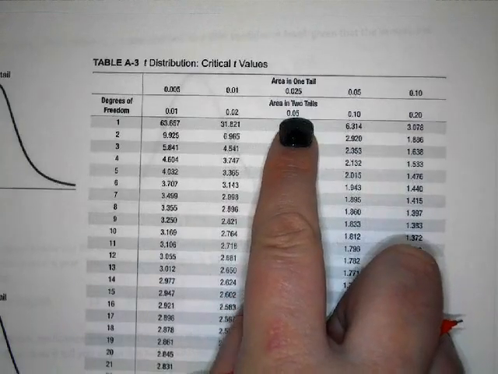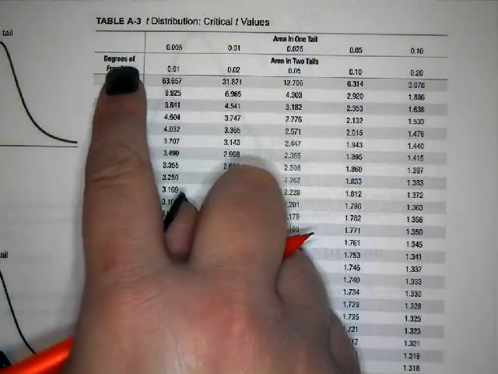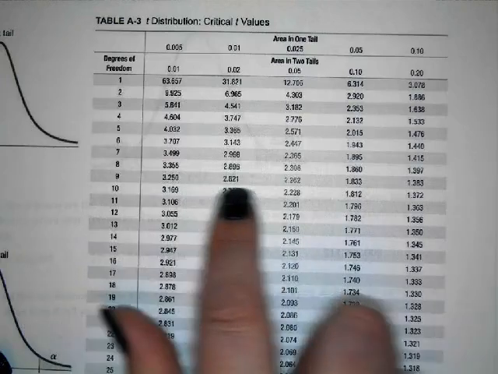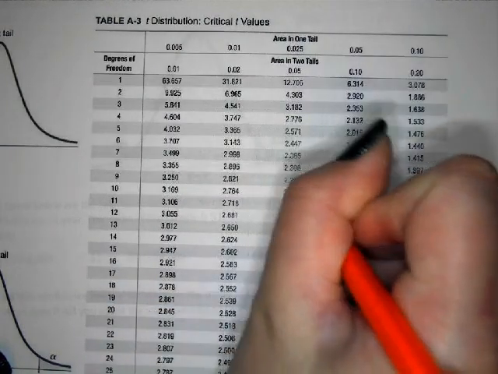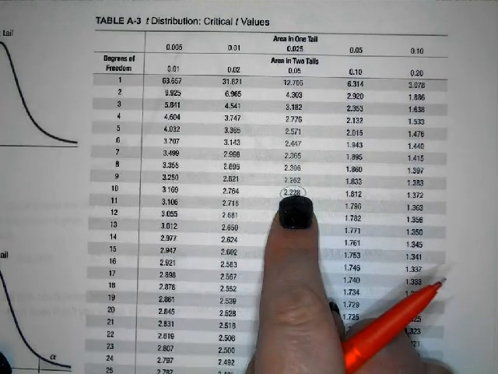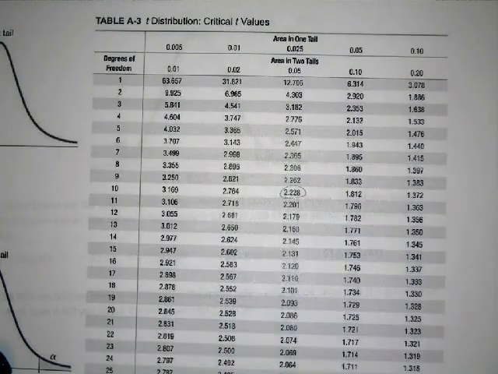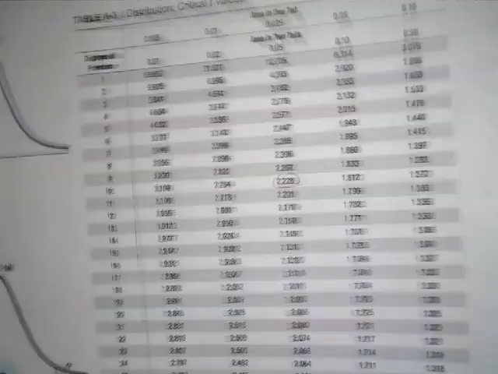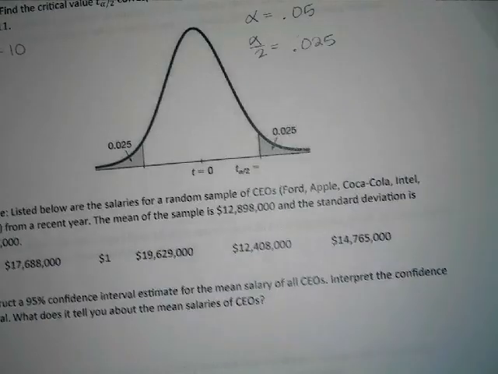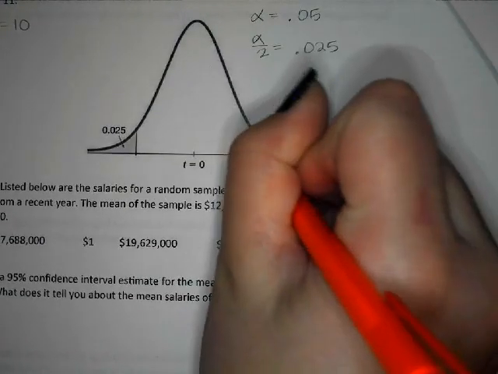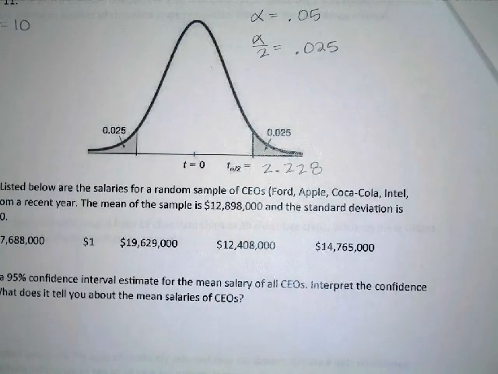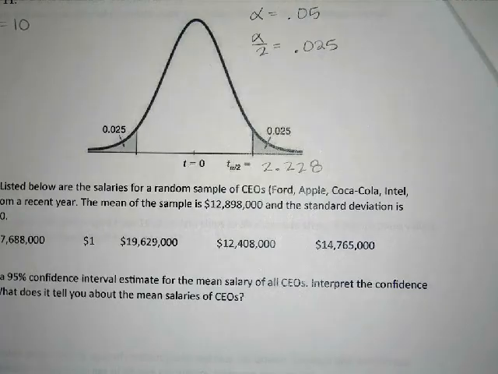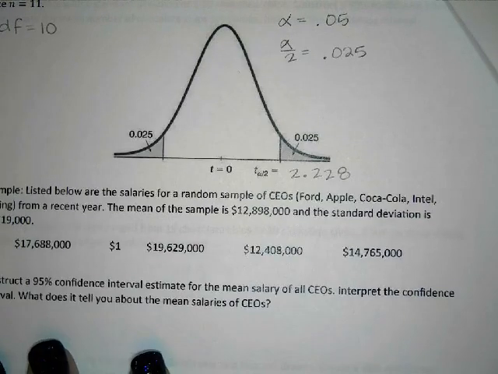The degrees of freedom was 10, so we would go down to 10. And look at 0.05, and that is 2.228. So that would be our critical value for this problem, 2.228. Okay, so for that example, all you had to do was find that critical value, but let's go ahead and use that idea for the next problem.